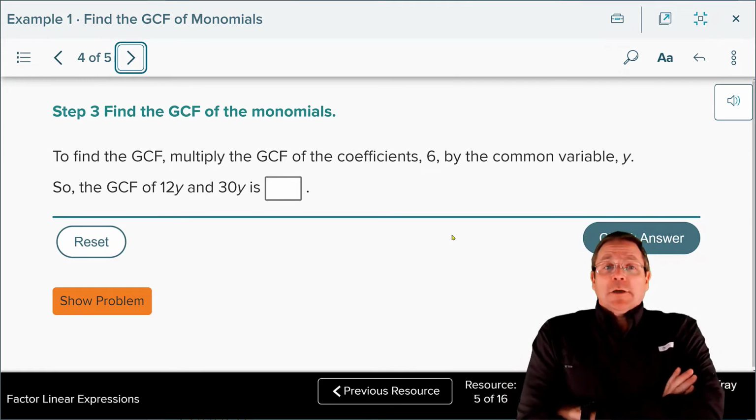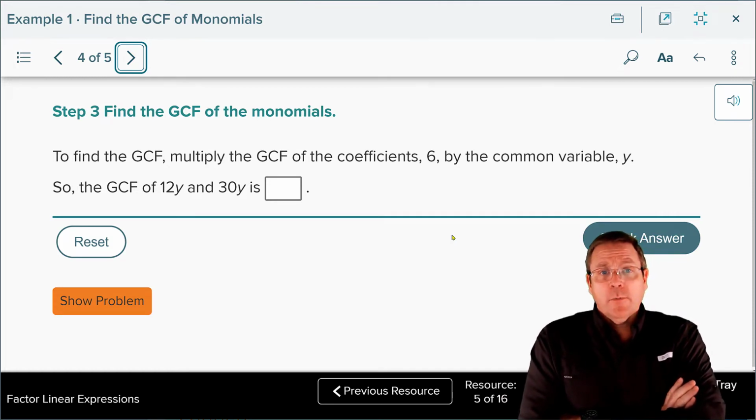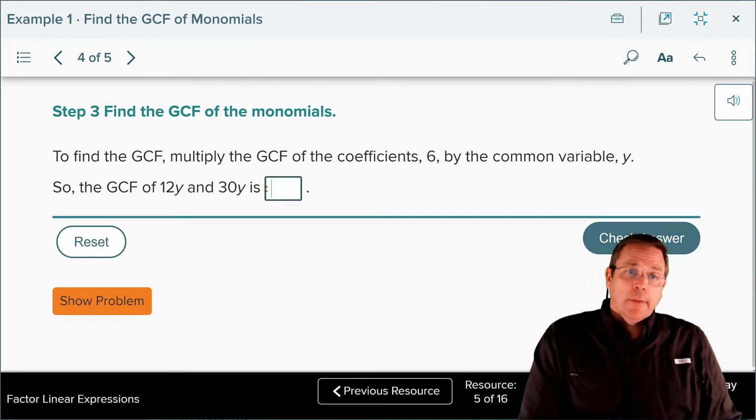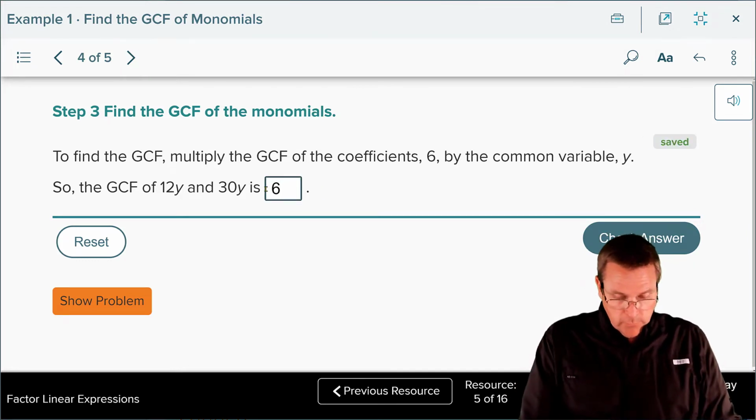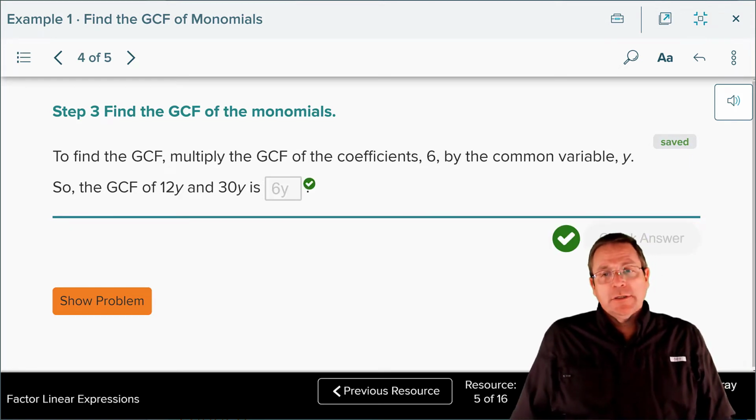To find the greatest common factor, you're going to multiply the greatest common factor of the coefficients, which we found was 6, and the greatest common factor of the variable, which we found was y. Therefore, your final answer, the greatest common factor of 12y and 30y, is going to be 6y.